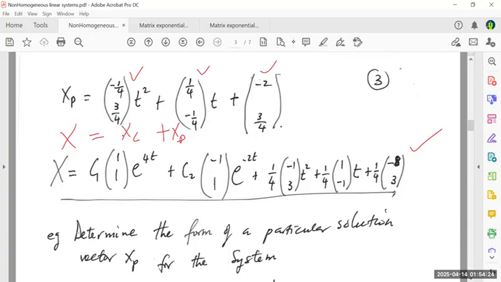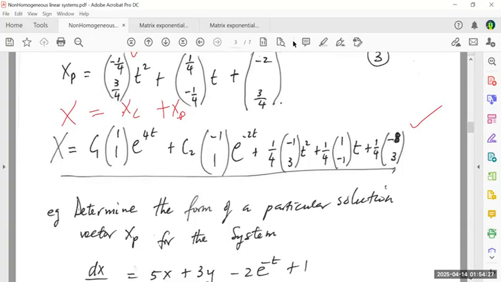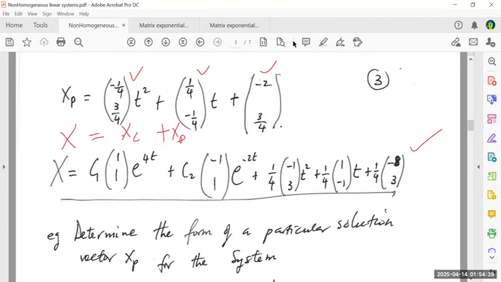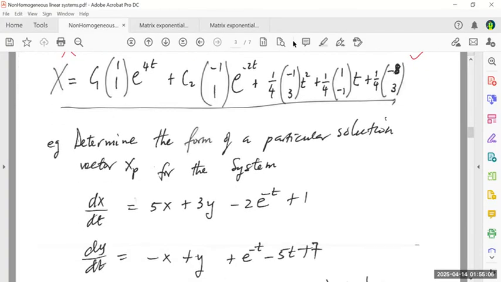And this now gives us our final solution. So this is in general what you do. If xp is in terms of a polynomial, or in terms of trigonometric functions, you have a combination of the trigonometric functions sine and cos as usual, and so forth. If it's exponential, you also just have a general form of exponential.